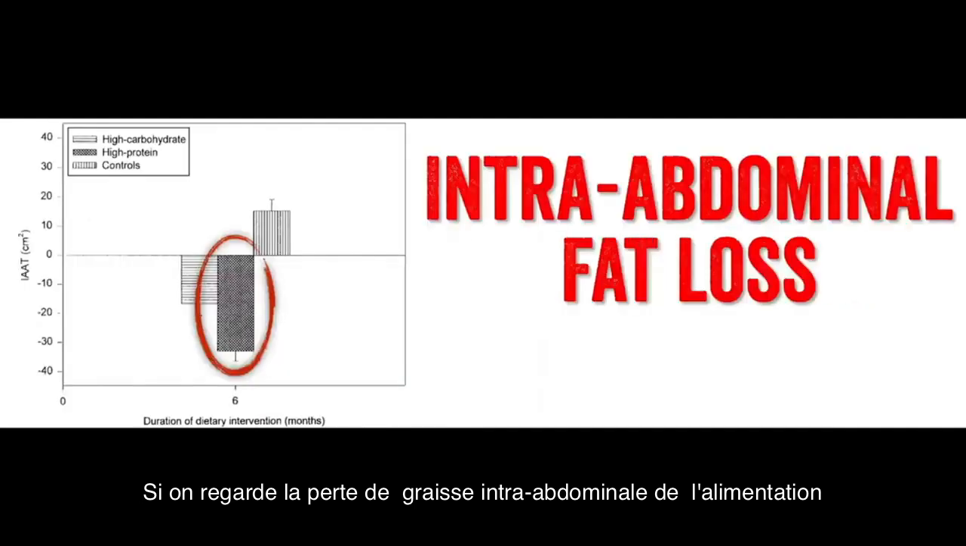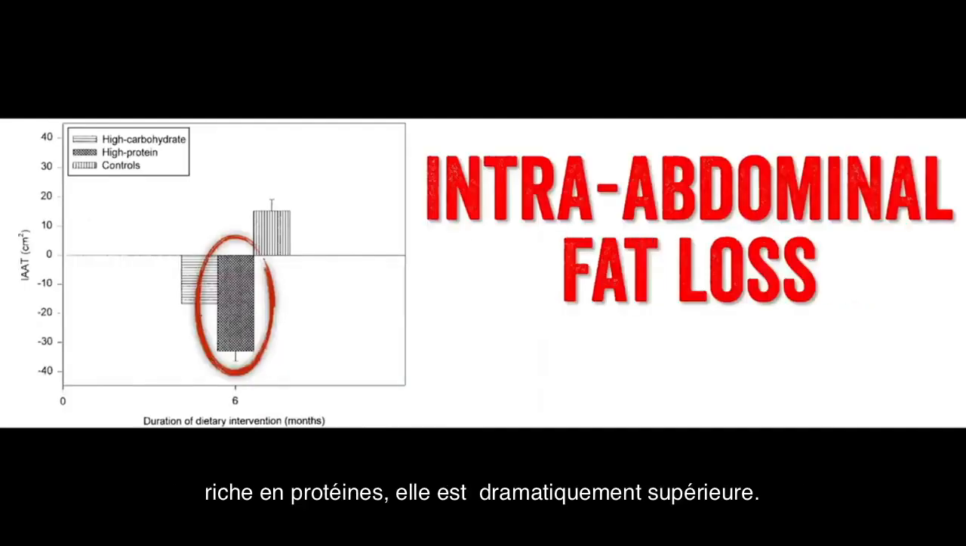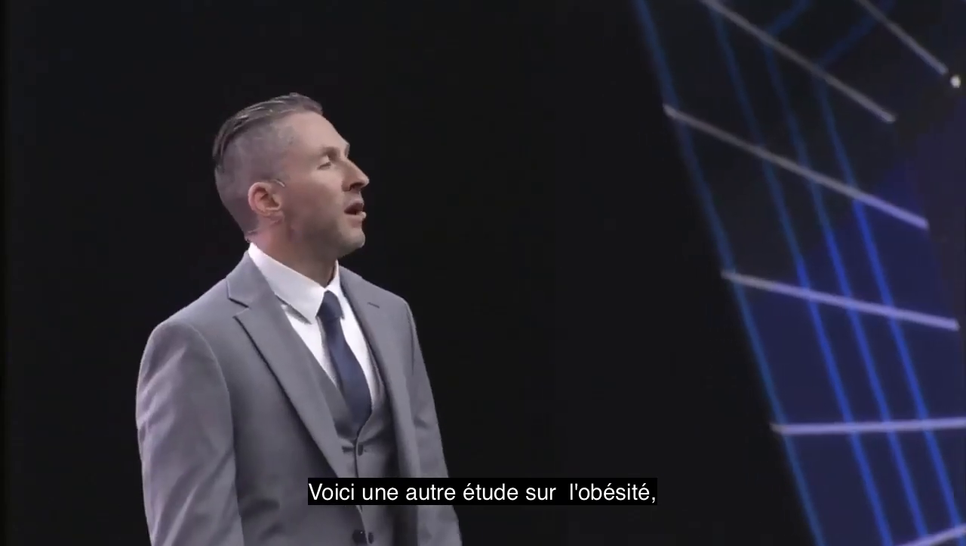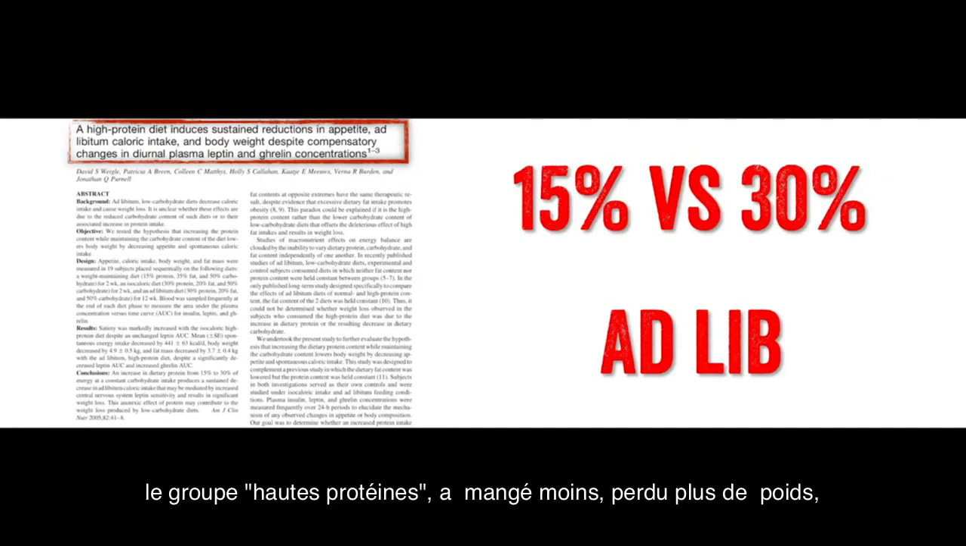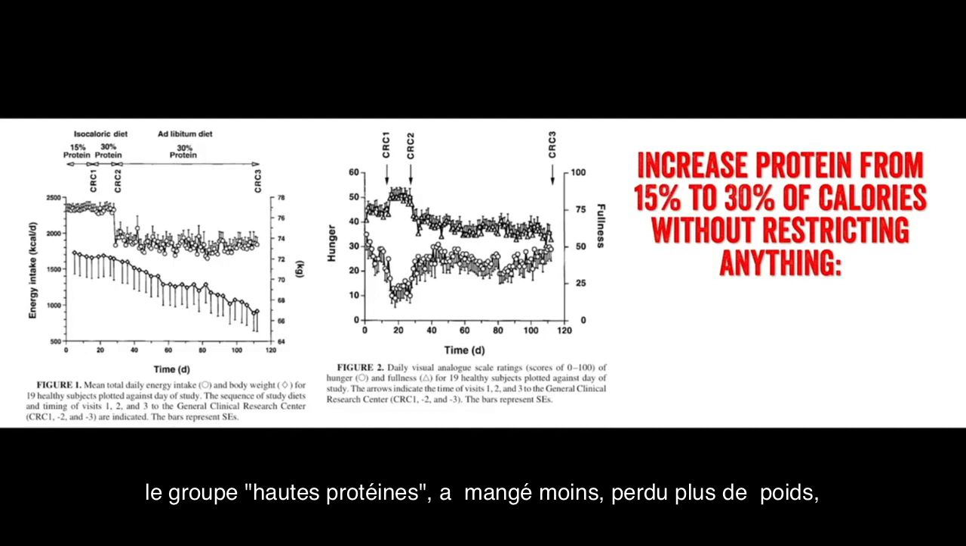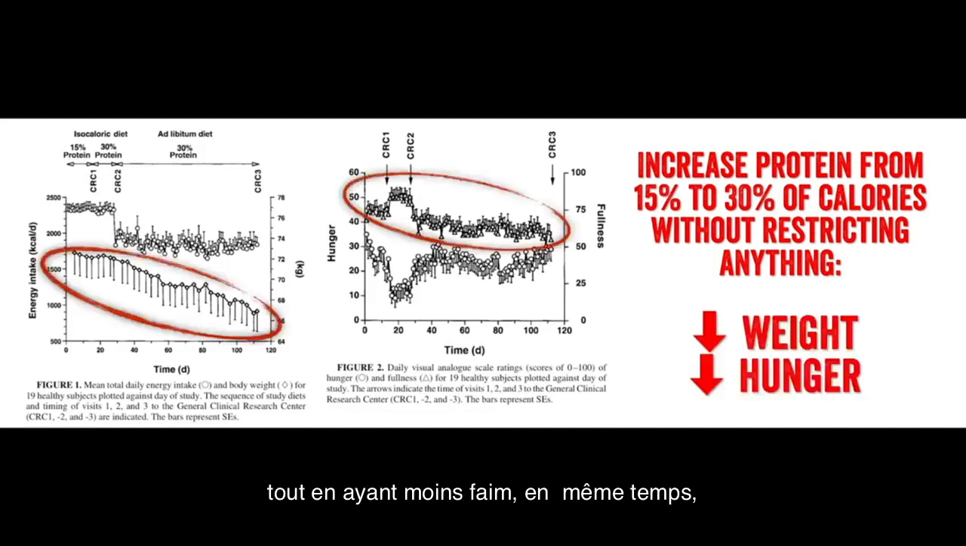And look at intra-abdominal fat loss on the high protein diet. It's dramatically superior. Here's another study in obesity, 15% protein versus 30% protein, again, as many calories as you want. And the high protein group ate less, lost more weight, and had lower hunger scores at the same time, which is absolutely amazing.